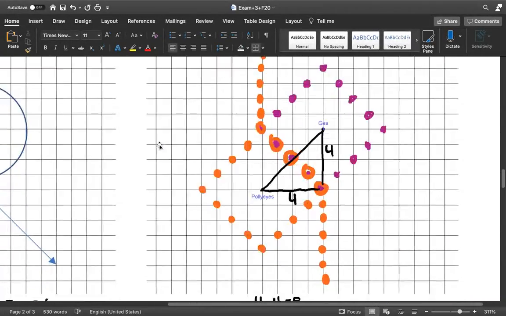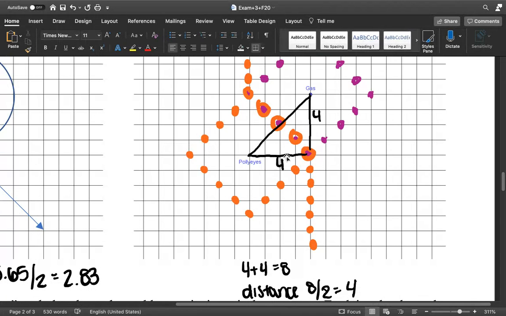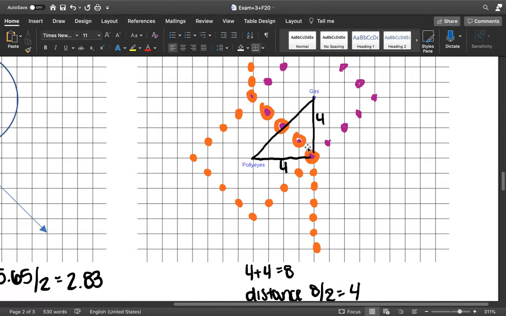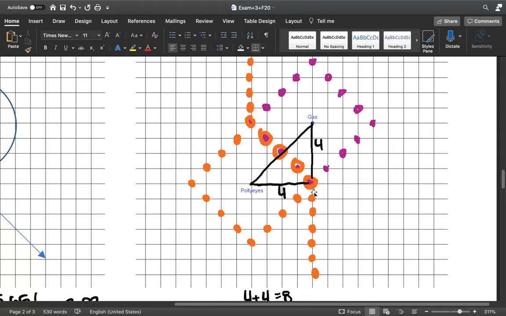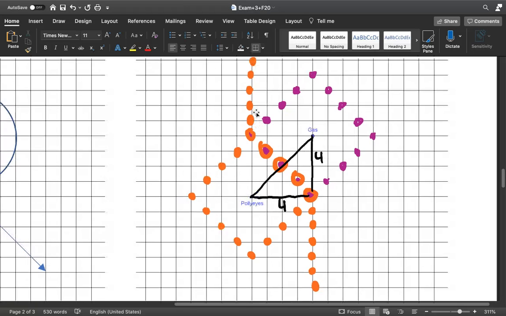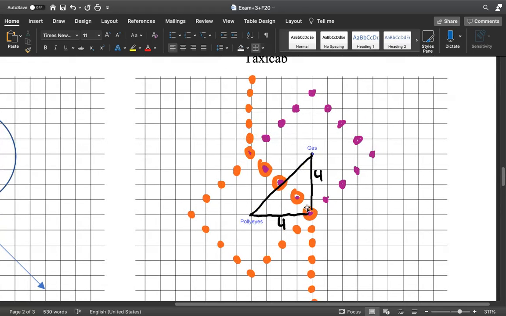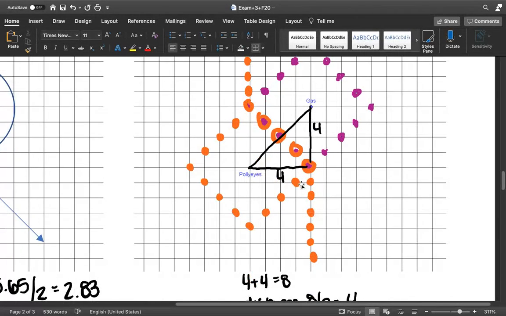For taxicab geometry, I did sort of the same thing, so I found the distance to be 8 because we have 4 plus 4, and then I divided by 2 to get a midpoint of 4. So I drew 2 Euclidean circles, which look like squares, around both Poly-Eyes and the gas station. And I found our overlapping points in our perpendicular bisector. And all of these points here are included. And so the park can be placed anywhere on these lines, and it would be equidistant from both Poly-Eyes and the gas station.